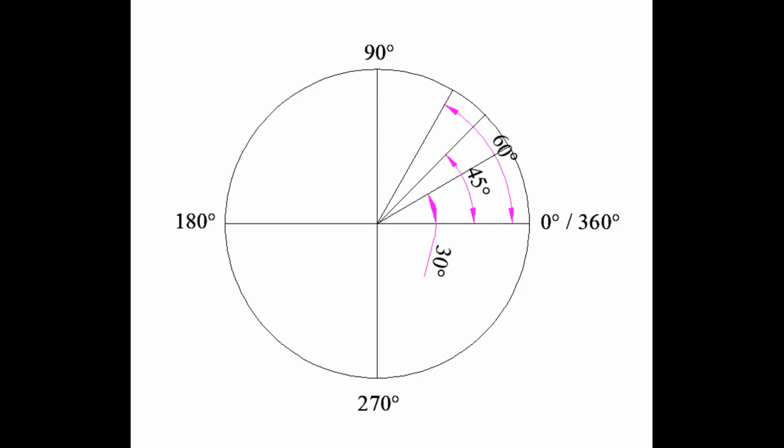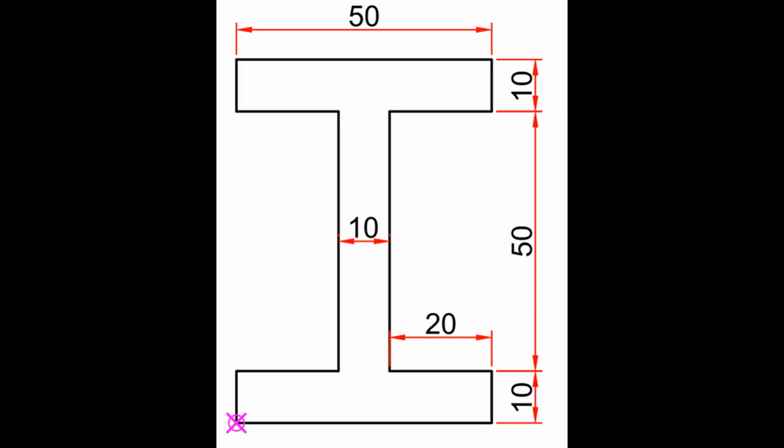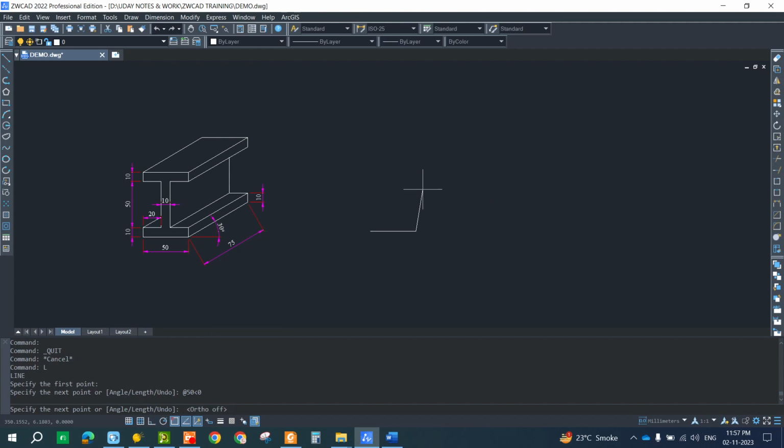Now let us draw some basic shapes using the relative polar method. Draw a basic shape as shown in the figure. In the command line type L. Then press enter. Now click on the drawing area to start the line. Specify the next point at @50<0. Specify the next point at @10<90.